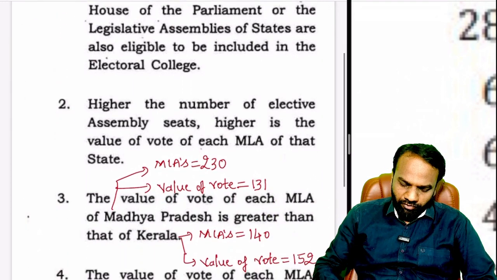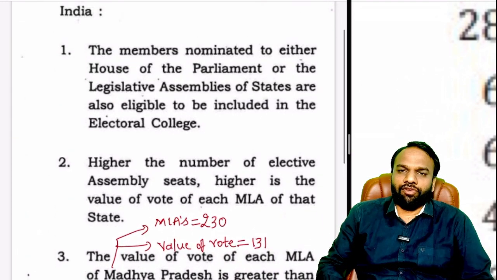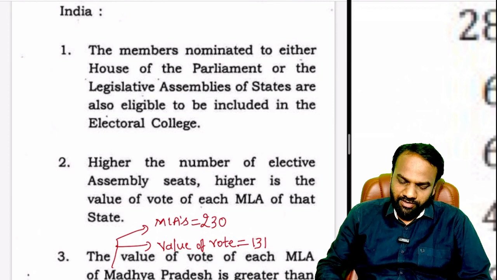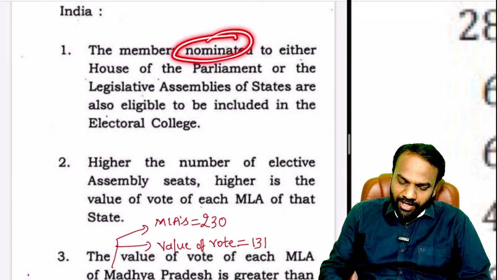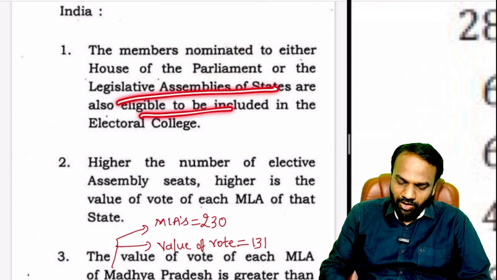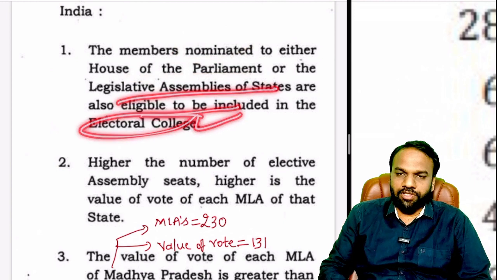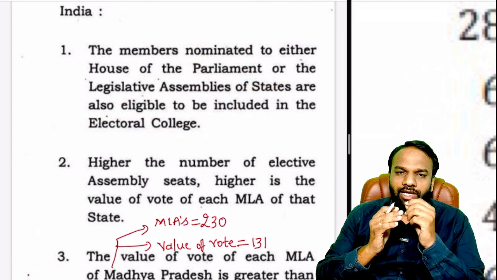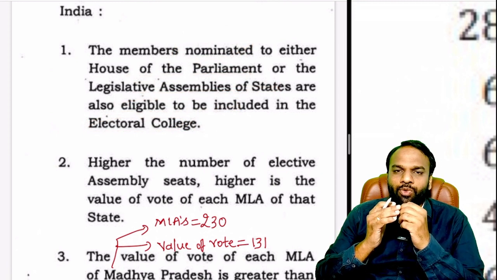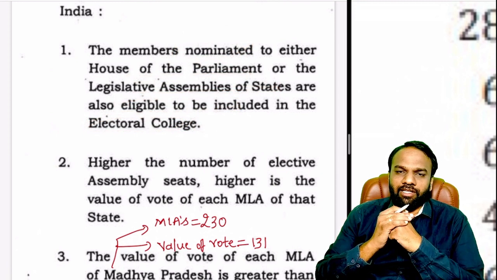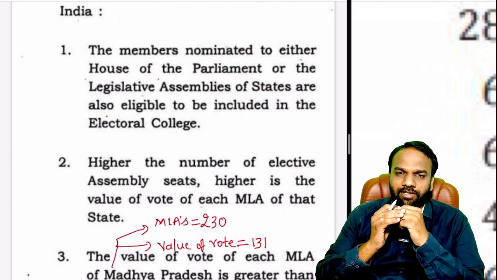So there are four options. Let us look into each of these options. The first one is: the members nominated to either House of Parliament or the Legislative Assembly of the States are also eligible to be included in the Electoral College. So we know that the Electoral College is the members who can participate in the election of the president, that is, those who will vote in the election of the president.